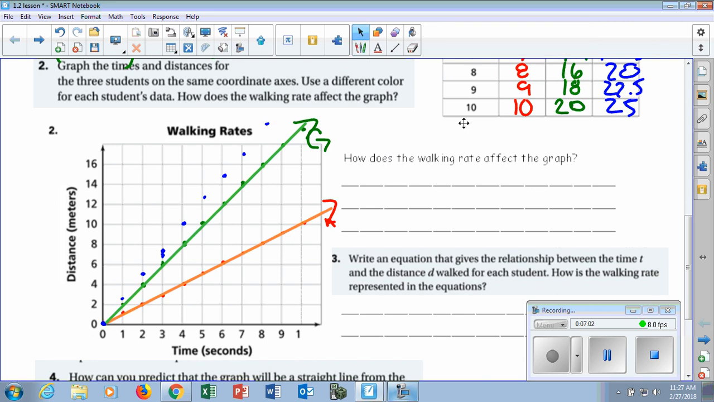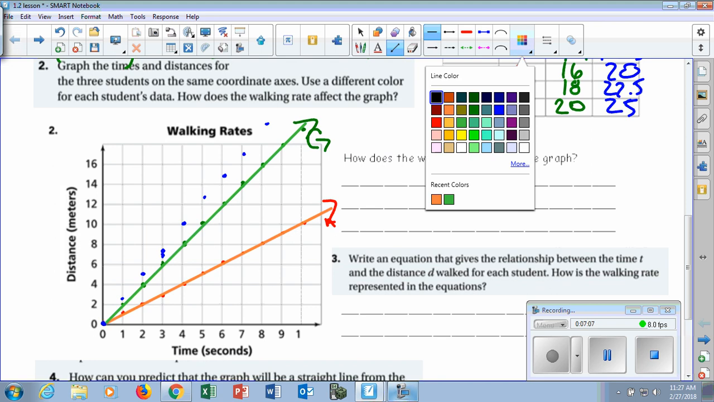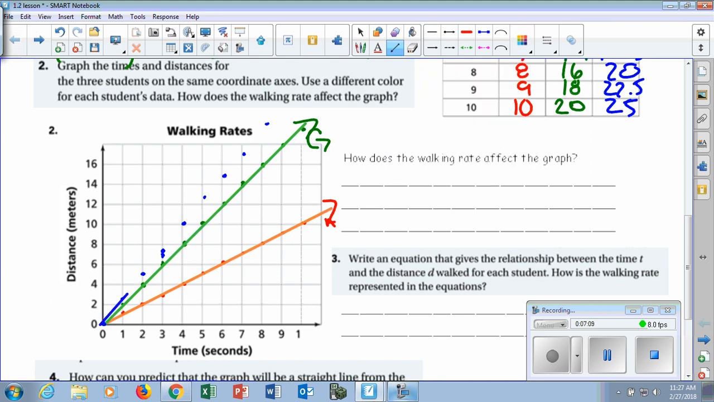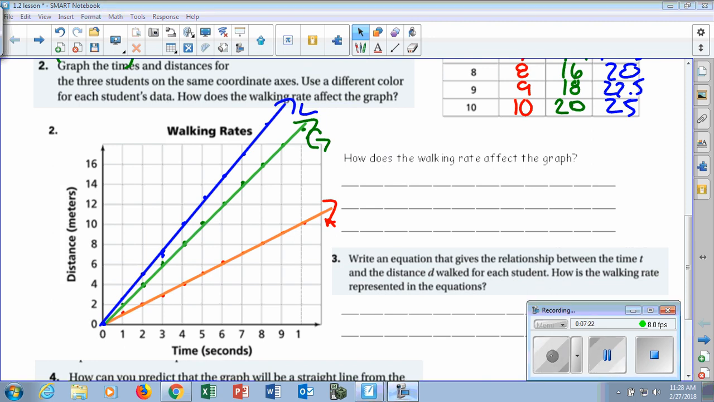So that's my line that I'm creating. And if I were to connect these points, just like so, I got my arrow because it's increasing, and I'll put L for Leanne. Now I know which line is for which person. So now that we created our graph, talk with your face partners about how does the walking rate affect the graph. Based on what we see here, what's happening in this graph. I'll give you about a minute.